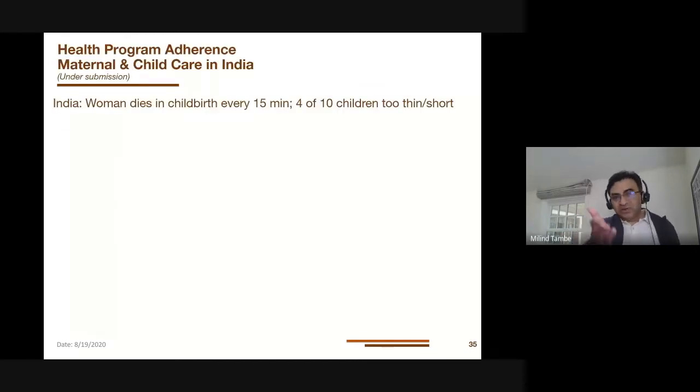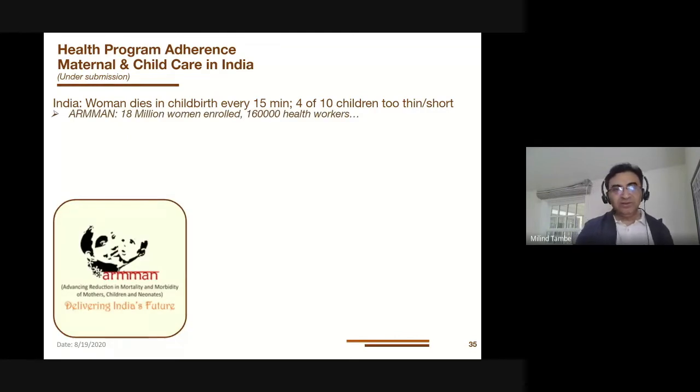So this is work that was mentioned just now in terms of work that we are doing here at Google Research India. As you know, maternal and child care is a major issue. A woman dies in childbirth every 15 minutes in India. 4 of 10 children are too thin or short. And so there are many nonprofits that are working in this area. The one that we are working with is an NGO called Armman.